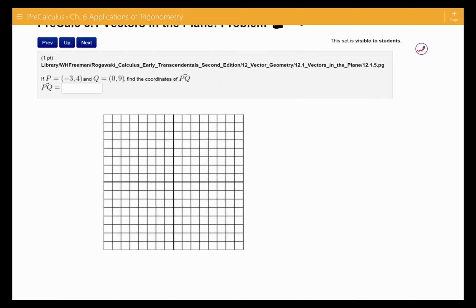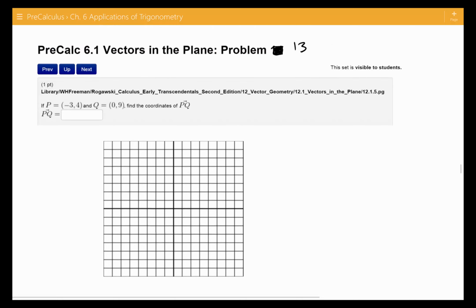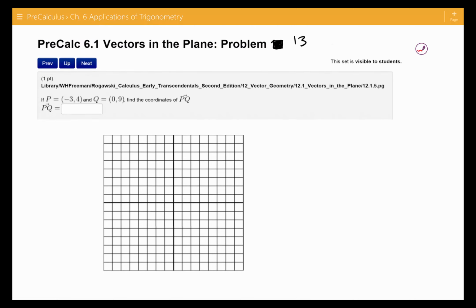Okay, the next problem is pretty straightforward. It gives you a point P, which is -3, 4, so you go over 3, up 4, there's P. And then it gives you Q, which is 0, 9. So there's Q. We want to go from P to Q as our vector right there. So we can give that in ordered pair form: over 3, up 5 is our vector.